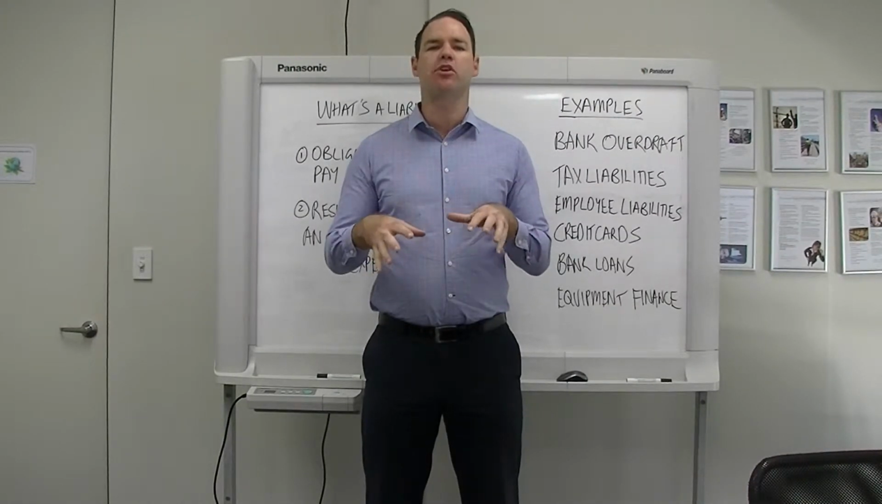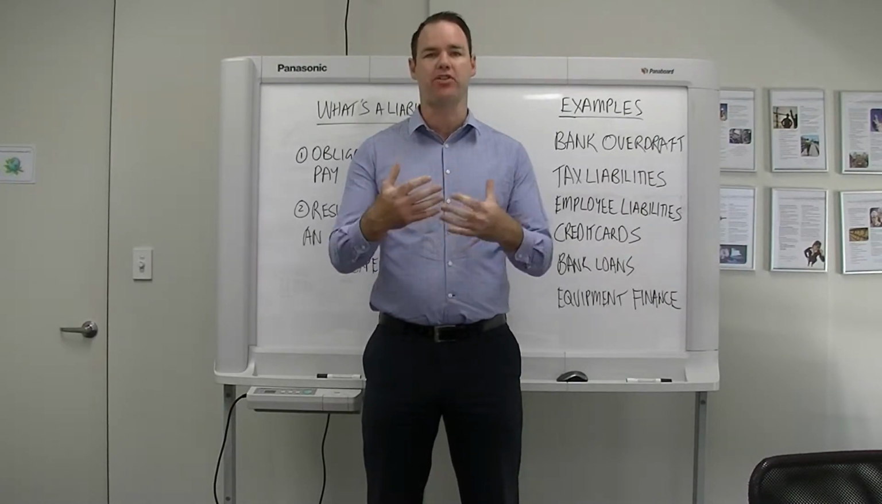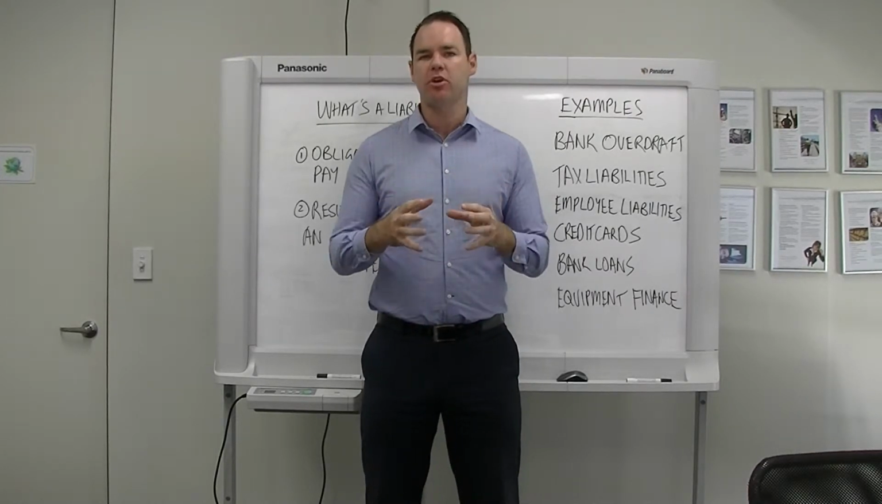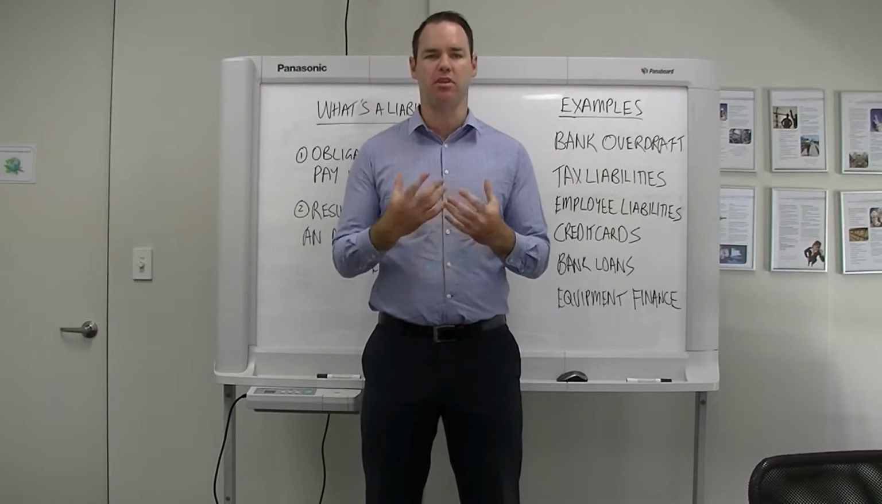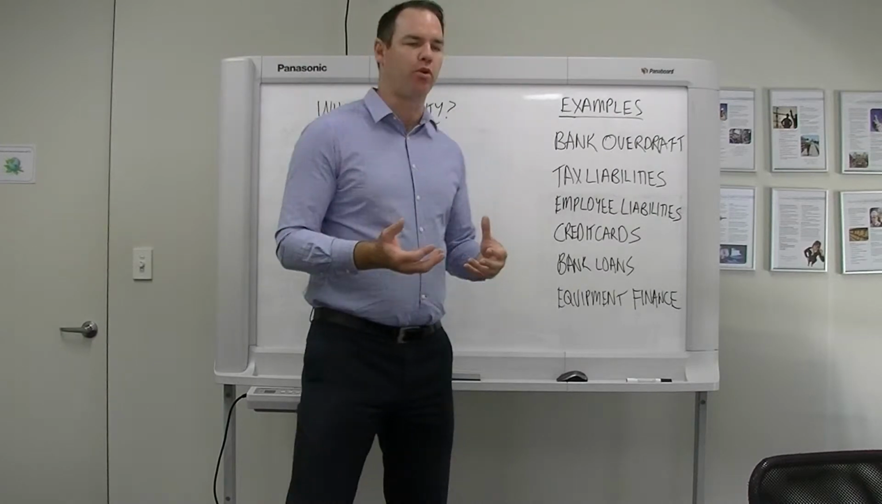So in the last two episodes we've looked at what an asset of a business is, and that's the first item or the first items that appear on your balance sheet. So in today's episode we're going to look at what liabilities are and examples of those that you'll find within your business. So the definition of a liability is pretty straightforward.